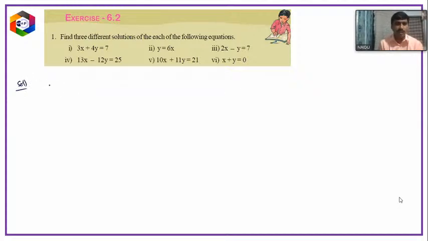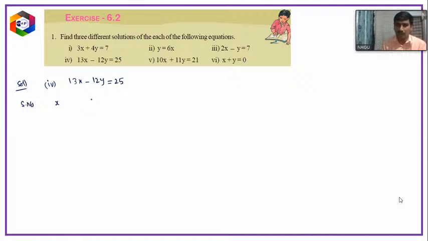So the 4th one I'm going to take, for example, this is 13x minus 12y equals 25. The question is, find 3 different solutions of each of the following equations. Yesterday we discussed 4 different solutions. The same method we will apply here, and whatever question I have taken, to some extent it will be difficult, so take an x value, and calculate the y value.